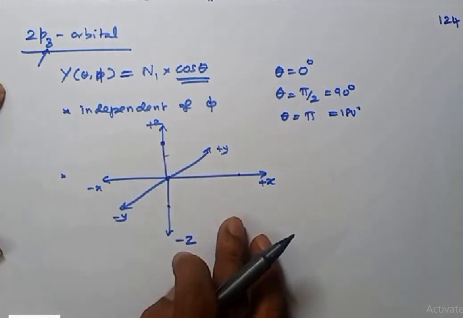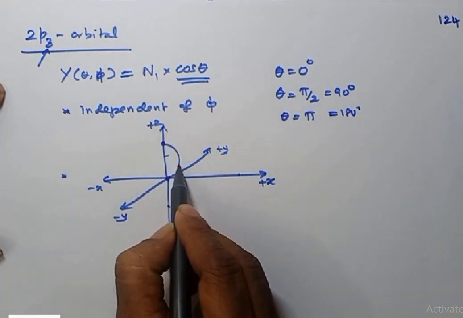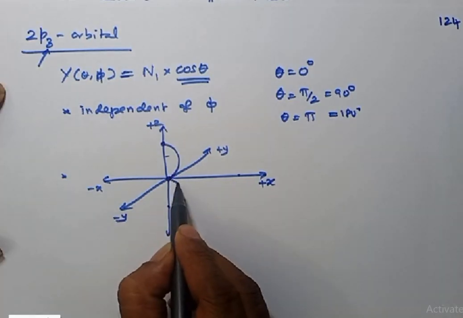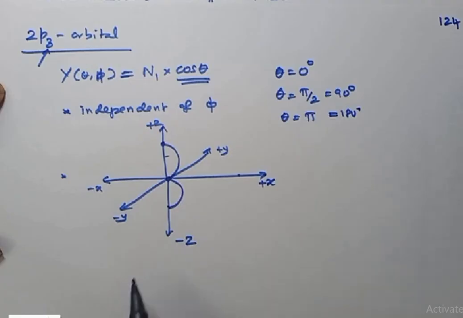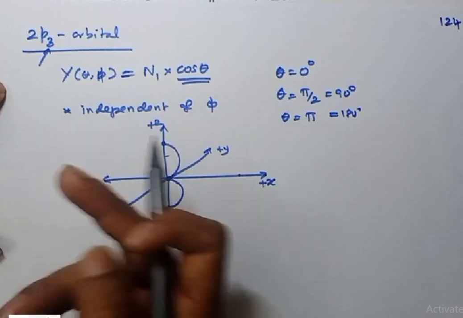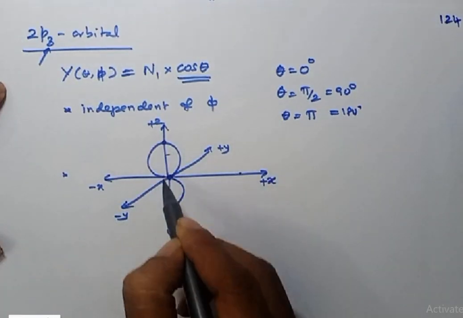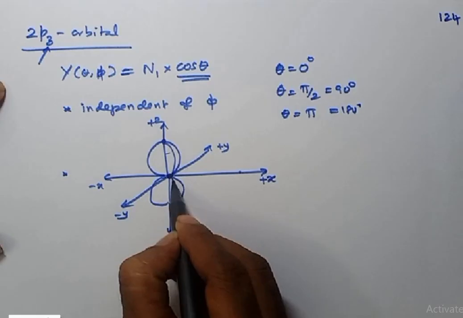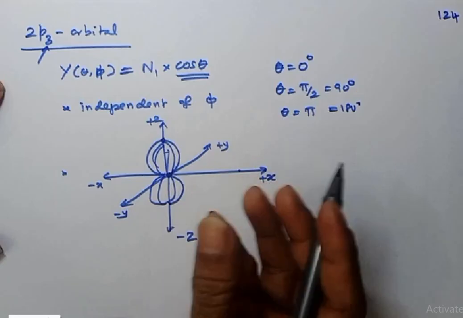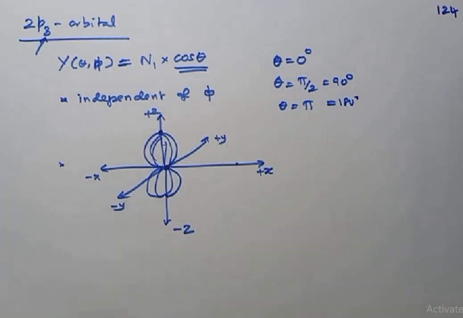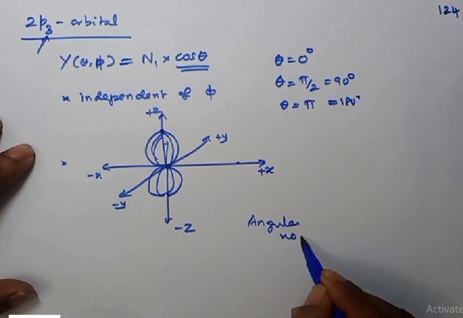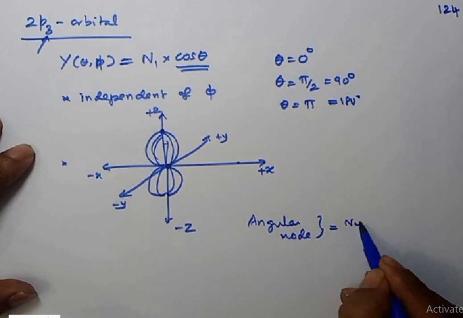If you plot, the function will go like this. It increases, reaches 0 at 90 degrees, and again increases. Now I have plotted in only one direction. Since it is independent of phi, whatever phi you take, you will get a similar kind of function. So you will get an orbital that looks like a double dumbbell. Angular node is nothing but nodal plane.